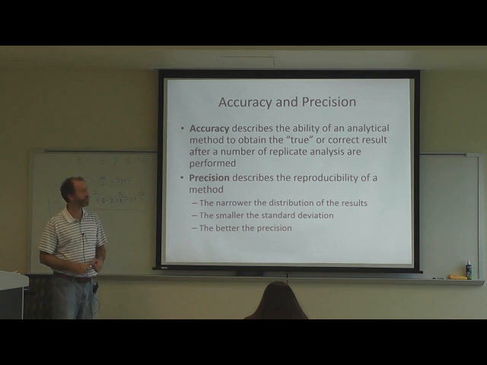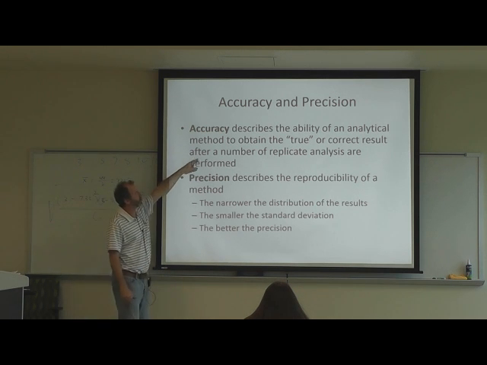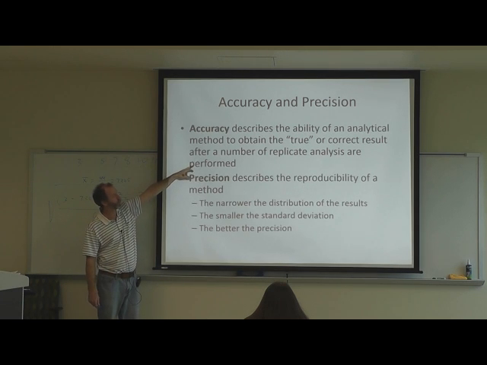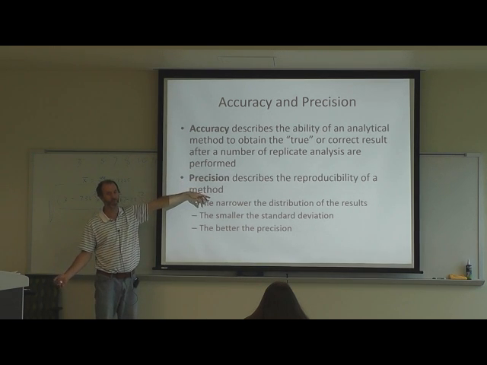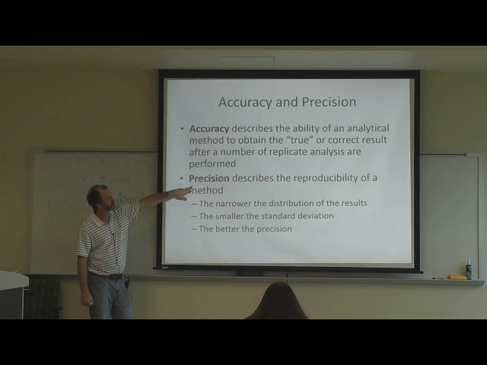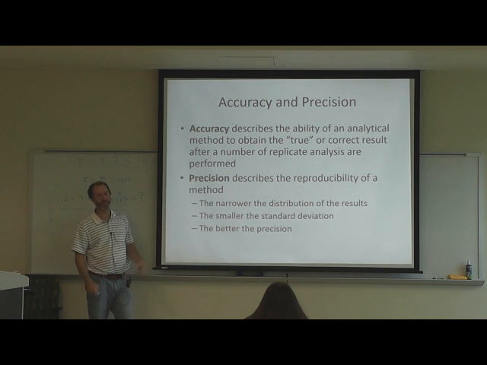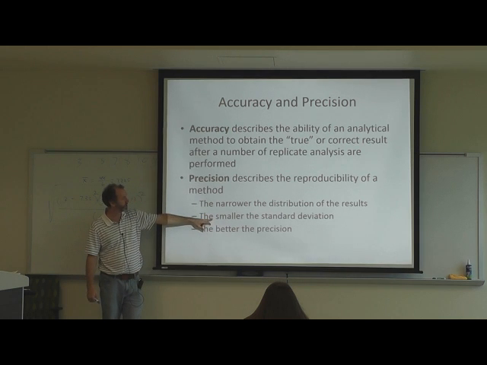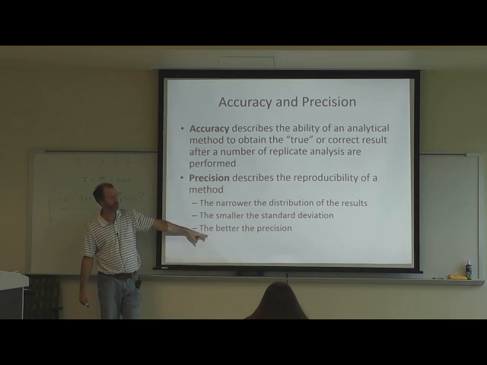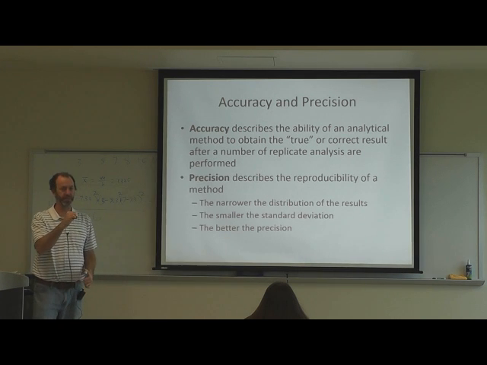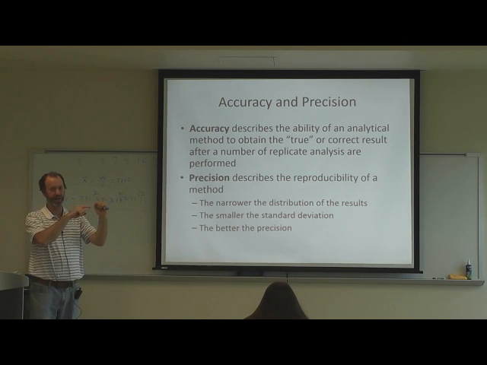You guys know this. Accuracy basically describes the ability of an analytical method to obtain the true, correct result after a number of replicate analyses are performed. So accuracy, you can hit the target right on, right? Precision describes the reproducibility of the method, so that's your scatter, right? The narrower the distribution of the results, the smaller the standard deviation, the better the precision. So small scatter, better precision. On the target, you have good accuracy.